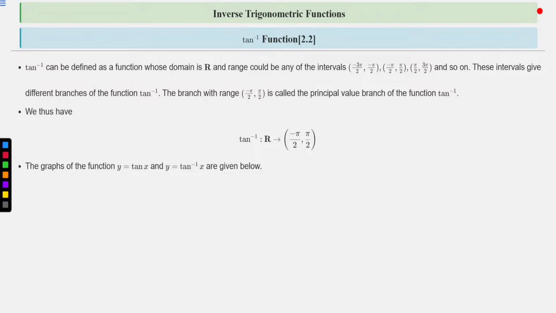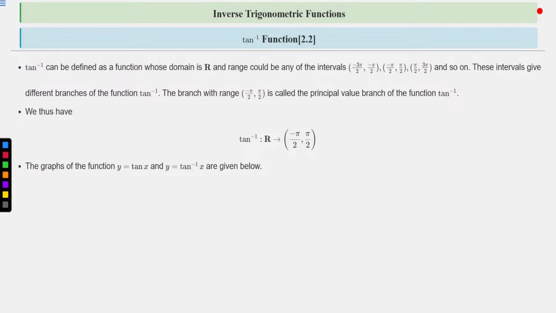The graphs of the functions y is equal to tan x and y is equal to tan inverse x are given below. Why have we taken an open bracket in minus pi by 2 to pi by 2? Because tan theta is not defined at minus pi by 2 and pi by 2. At odd multiples of pi by 2, cos theta becomes 0, so tan theta will not be defined. Therefore, we have taken an open bracket in minus pi by 2 and pi by 2.